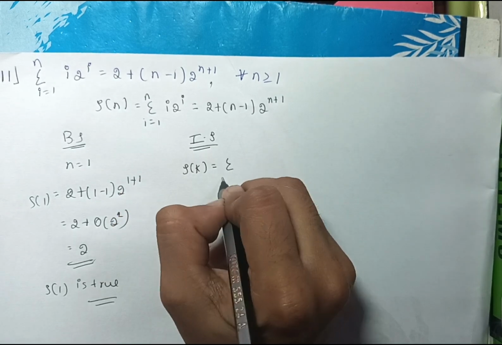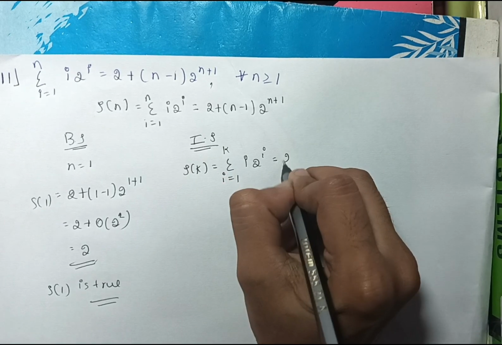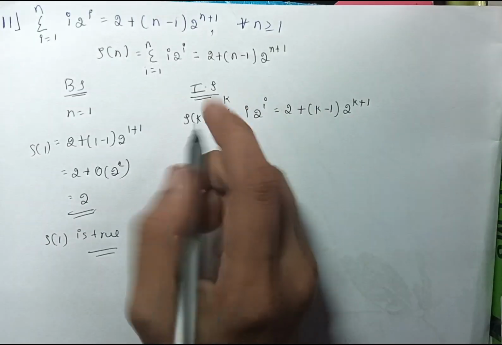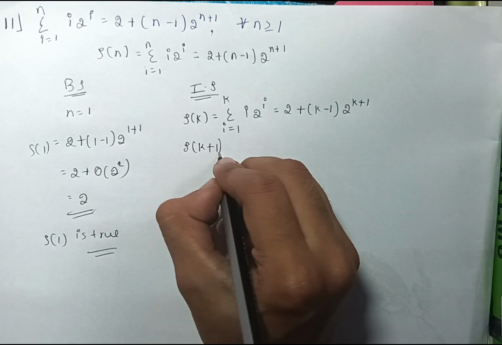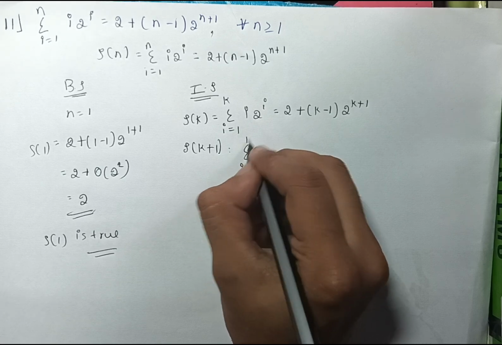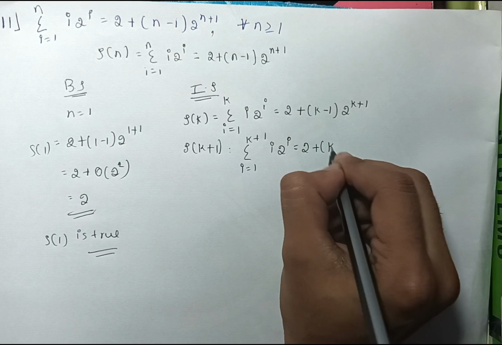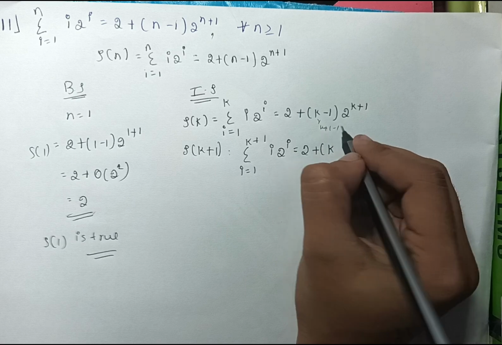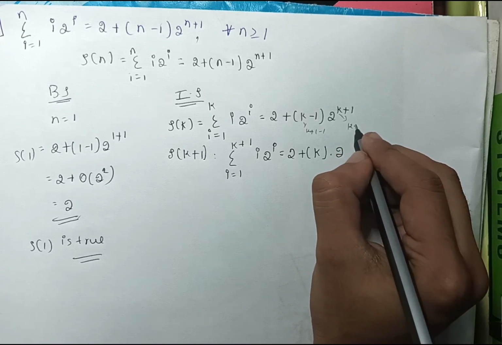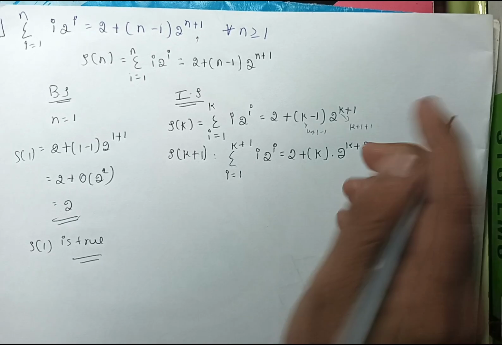Consider s of k becomes summation i 1 to k, i to i equal to 2 plus k minus 1 into 2 to the power k plus 1. Okay, we have to prove what s of k plus 1 becomes: summation i 1 to k plus 1, i to i, wherever k is replaced by k plus 1 minus 1, that is k only, into 2 to the power, replace k by k plus 1 plus 1, 2 to the power k plus 2. This is the thing we have to prove.